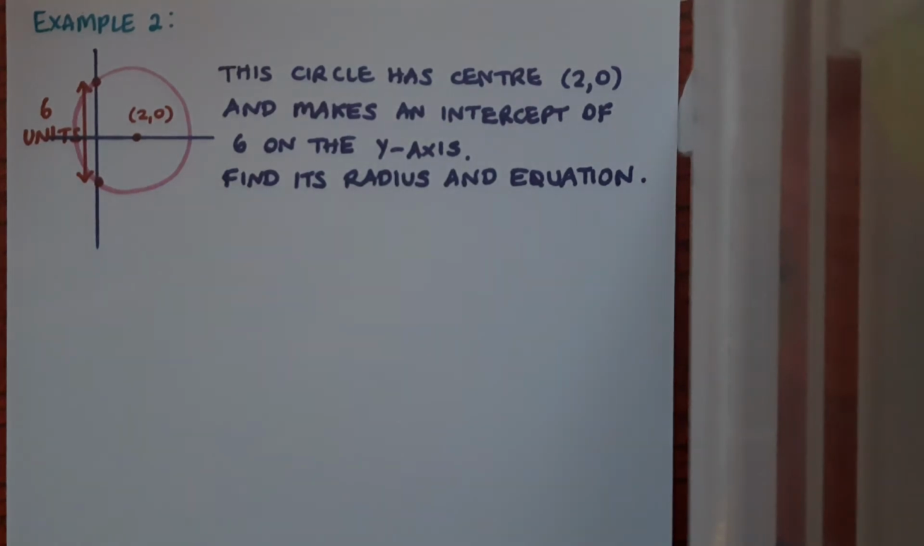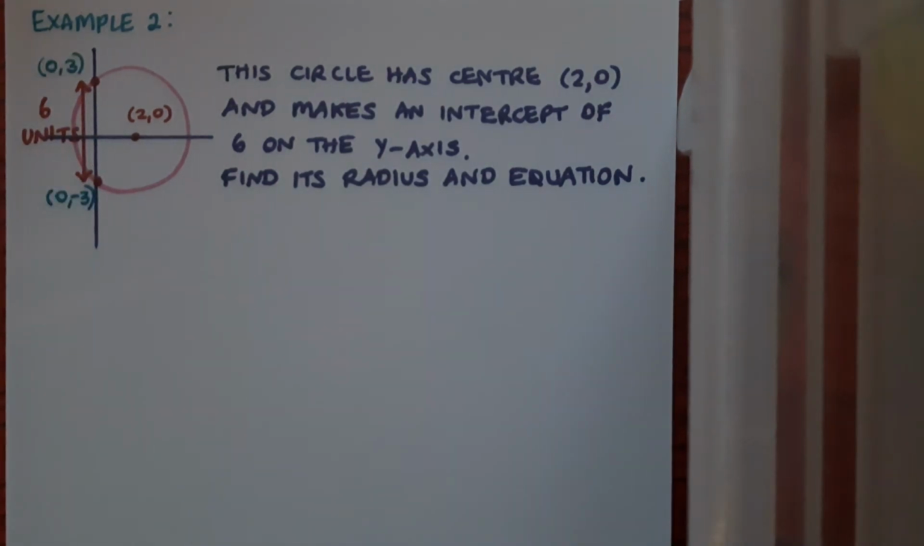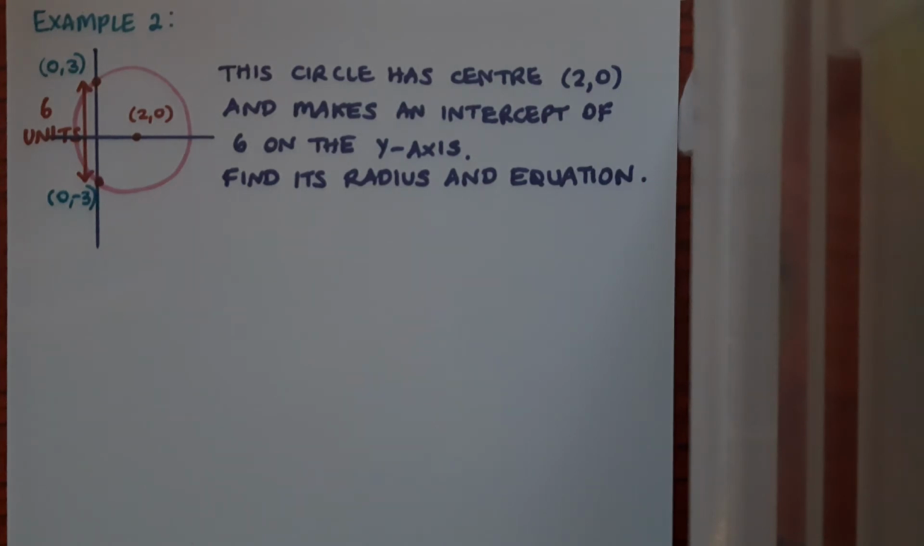It seems like I've got very little information, but I know more than I can see in the question to start off with. So first of all, I know that the circle is totally symmetrical. And so if the centre is at (2, 0), I must have equal distances above and below the x-axis. And so the endpoints of the intercept on the y-axis must be (0, 3) and (0, minus 3).